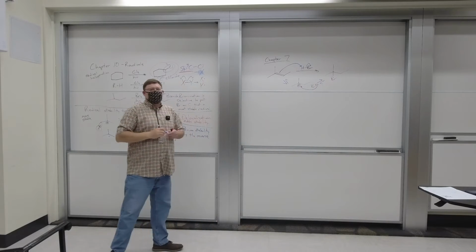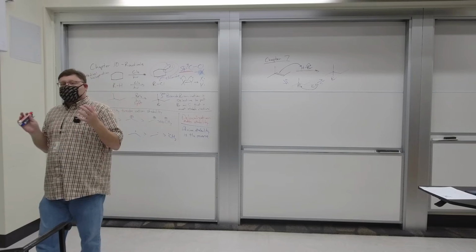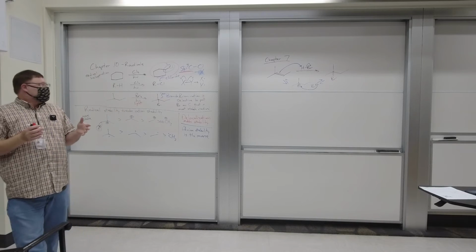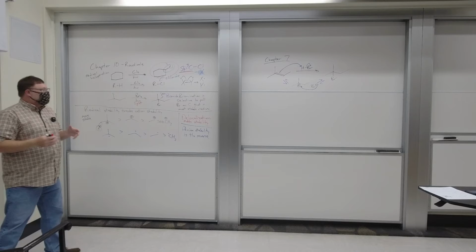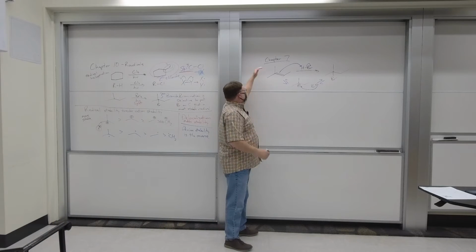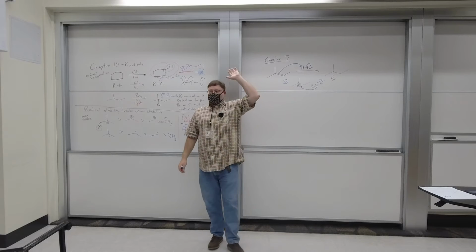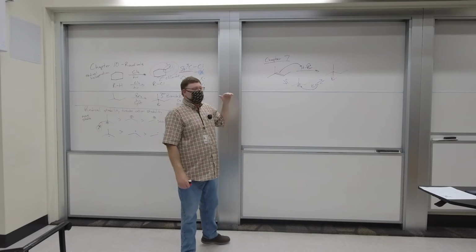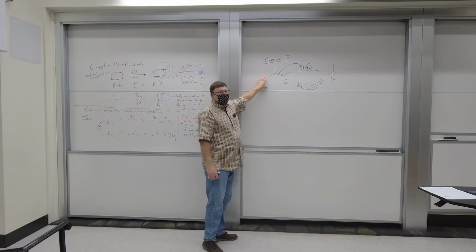Okay, so I've filled that in. I've drawn the product, I've drawn the intermediate, drawn the curved arrows, right? I've written chapter 7 here just as an indication that we have now started chapter 7. All right? This reaction comes from chapter 8.